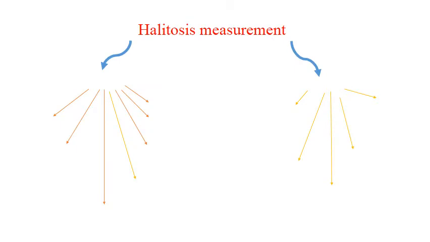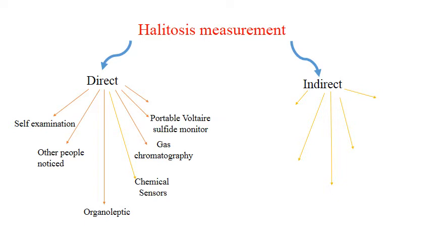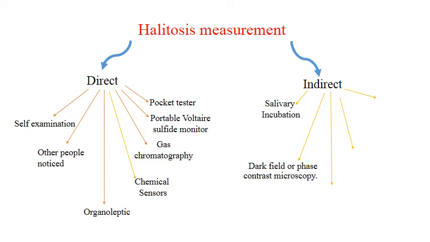Halitosis measurement. This can be done either by direct or indirect method. The direct method includes self-examination, other people's notice, organoleptic measurement, chemical sensor, gas chromatography, portable sulfide monitor, and pocket tester, while the indirect method includes salivary incubation test, dark field contrast microscopy, polymerase chain reaction, electronic nose, and chairside method.